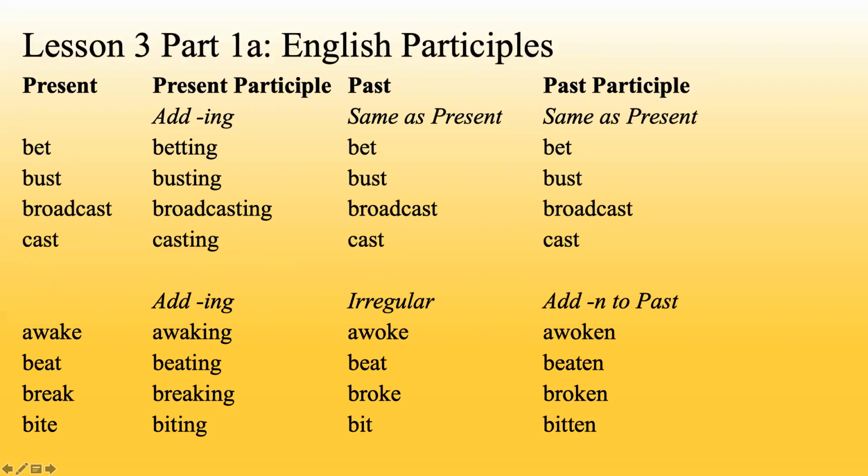Then we've got some where we add an ing for the present participle. That's going to be the same for absolutely everything. Then a completely irregular form in the past, and then some kind of n form added to the end for the past participle. Here's where we actually have different past participles. So awake, awaking, awoke, awoken; beat, beating, beat, beaten; break, breaking, broke, broken; bite, biting, bit, bitten.